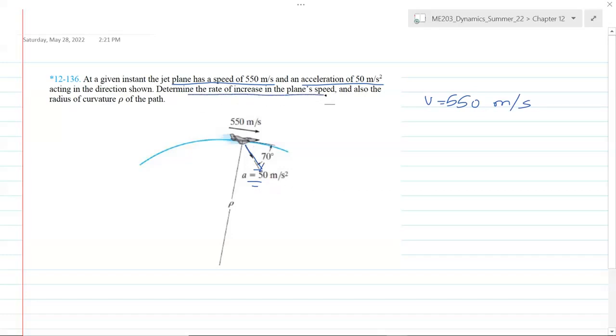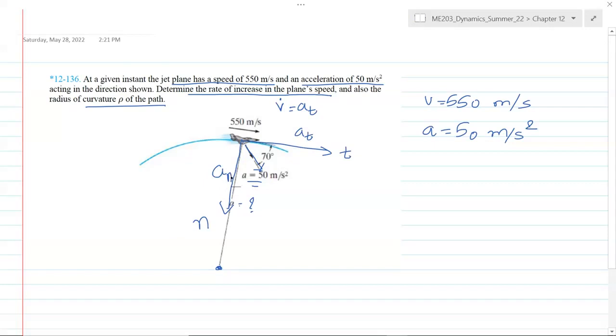Determine the time rate of change in plane speed, which is v dot, or this is also called the tangential acceleration, and also the radius of curvature of the path, rho. So we have two unknowns that we need to calculate from the given information. Now the acceleration that we have been given is the total acceleration, not normal nor tangential. So first step, you set up the coordinate system. So we define the tangential axis in this direction because the plane is speeding up. Normal axis is in this direction, always towards the center of curvature. This is the tangential component of the acceleration, and this is the normal component of the acceleration.